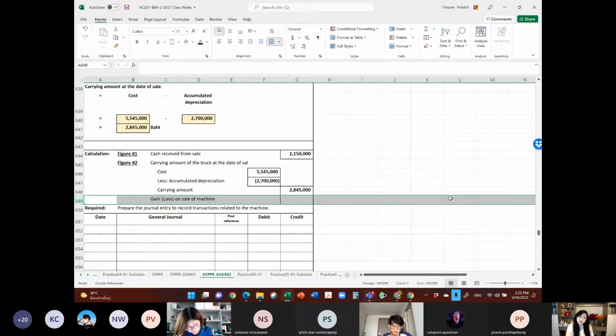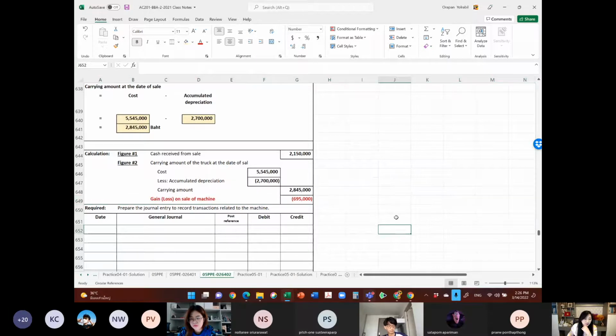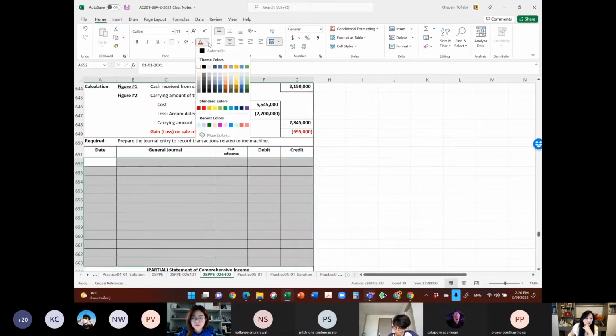Do we have gain or do we have loss in this situation? What do you say, Khan? Loss. From what you have calculated, you get less money, which is not good, meaning that you have a loss on the sale. So after you have the loss on the sale, you can then record the transaction.